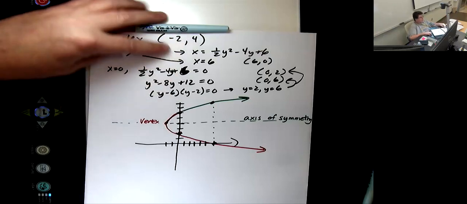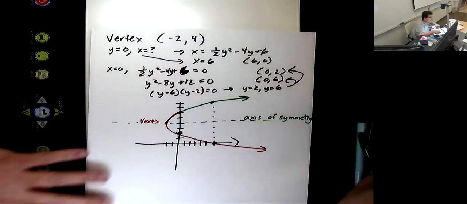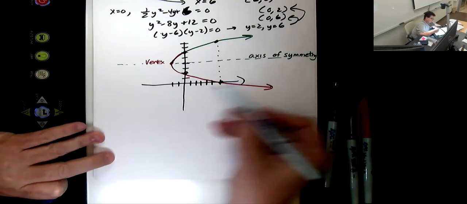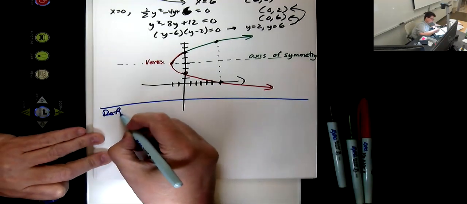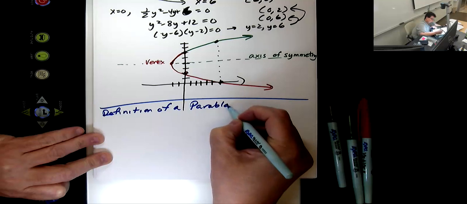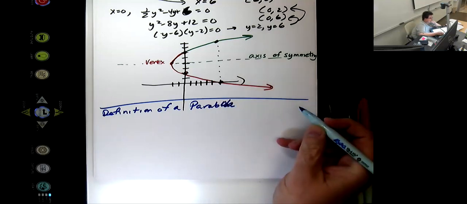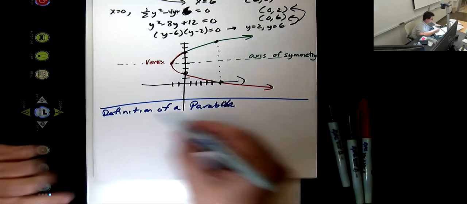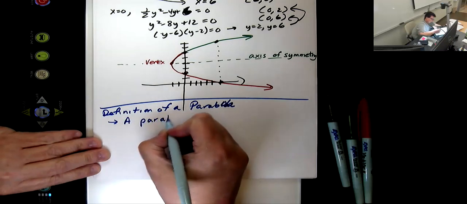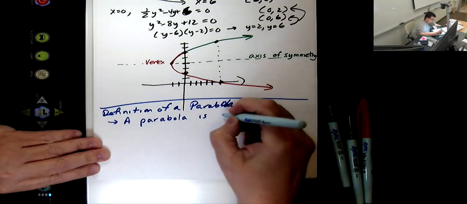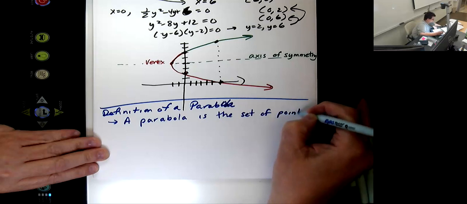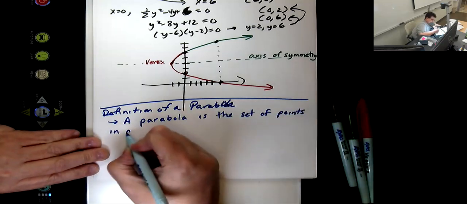Interestingly enough, we haven't mentioned the definition of the parabola yet. So the definition of a parabola, this is gonna bake your noodle until we draw a picture. A parabola is a set of all points in a plane. It's a two-dimensional surface.